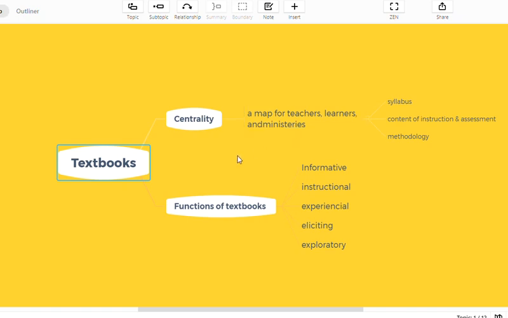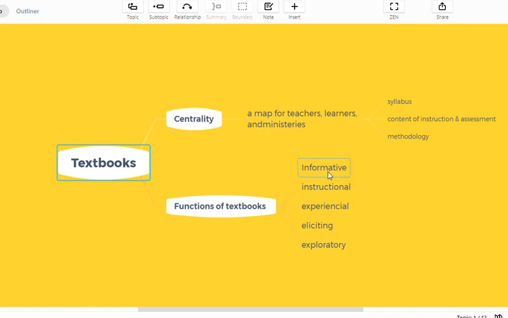Okay, the other topic that I'm going to elaborate on is the functions of textbooks. Textbooks are used to serve some functions. Sometimes the textbooks are informative. The textbooks simultaneously can be instructional. The textbooks simultaneously can be experiential, eliciting, exploratory. Let me go through these functions and qualities of the textbooks one by one.